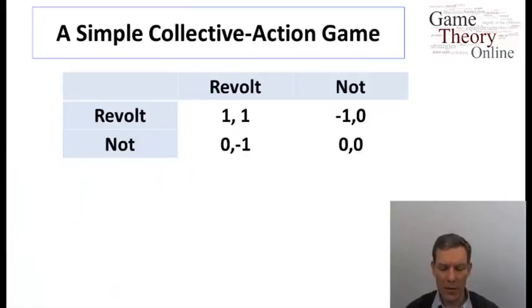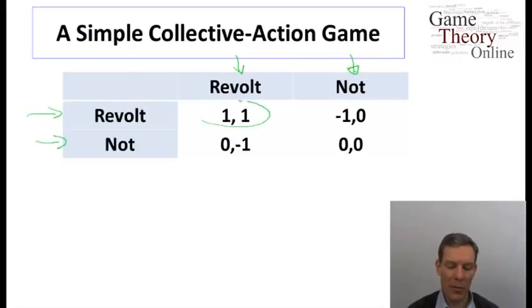Here's another example, a simple collective action game. Think of 2 players. They can both decide whether to revolt against an authority or not to revolt. If they both revolt, then they're successful. Player 1 here can choose either revolt or not. Player 2, the column player, can choose to revolt or not. If they both end up revolting, then player 1 gets a 1, player 2 gets a 1.